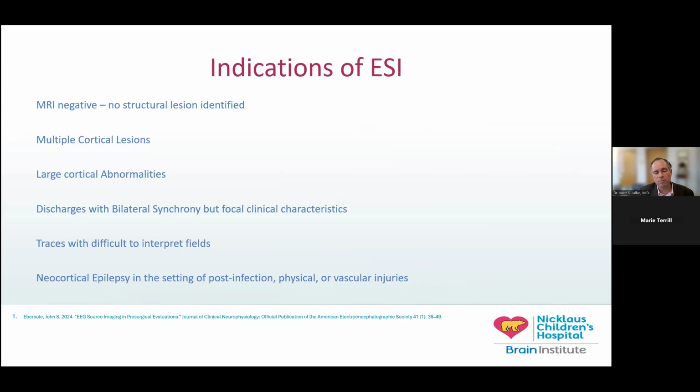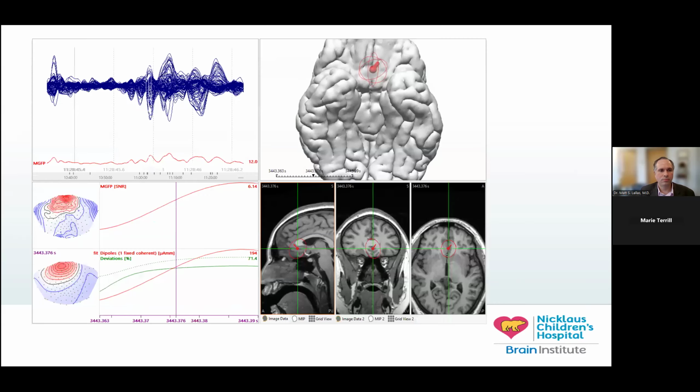Discharges with bilateral synchrony, but where the patient's clinical characteristics suggest some focality, are important to consider, as maybe we could find a difference in timing between the activity in the two hemispheres. Traces where it's difficult to interpret the fields could be a consideration. Neocortical epilepsy in the setting of post-infectious, physical, and vascular injuries are also accepted reasons to be doing this. And again, all in the idea of trying to serve that surgery evaluation and consideration for how we might move forward with the patient.